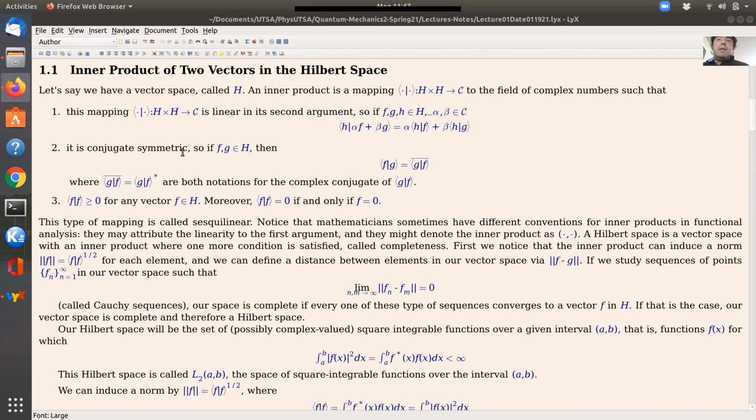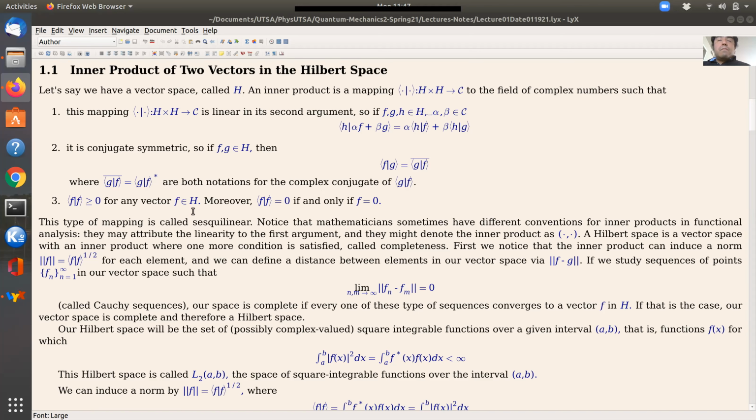The second property is that this mapping should be conjugate symmetric. What do we mean by this? If you have two elements f, g in this space H, then the inner product of f with g is the complex conjugate of the inner product of g with f, right? So we have two equivalent notations for the complex conjugate of a complex number, which is the bar or the star. These are both notations for the complex conjugate of g dot f.